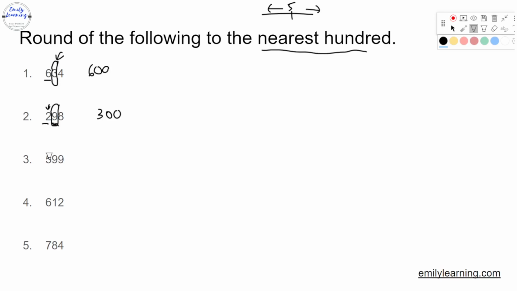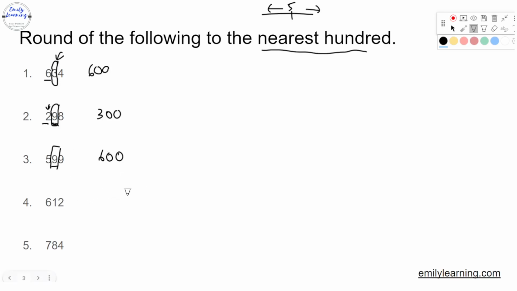Moving on to the next example, 599 rounded off to the nearest 100 will give 600, because I will check the tens place, and the tens place is more than 5. So I'll be rounding up. I'll increase 5 by 1, which becomes 6. And now I'll have 600.